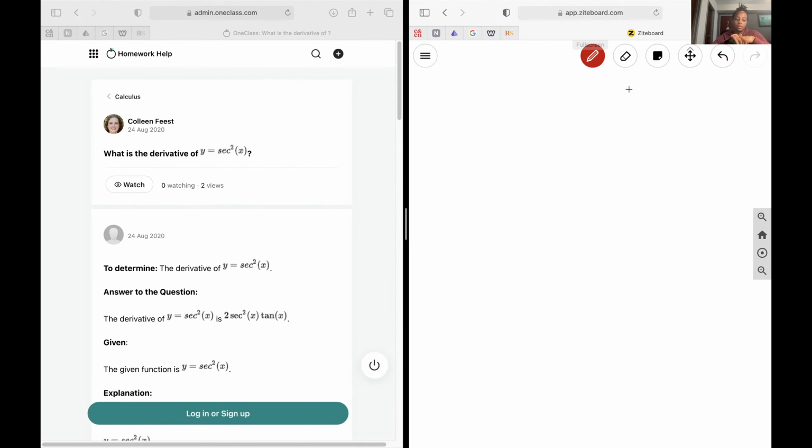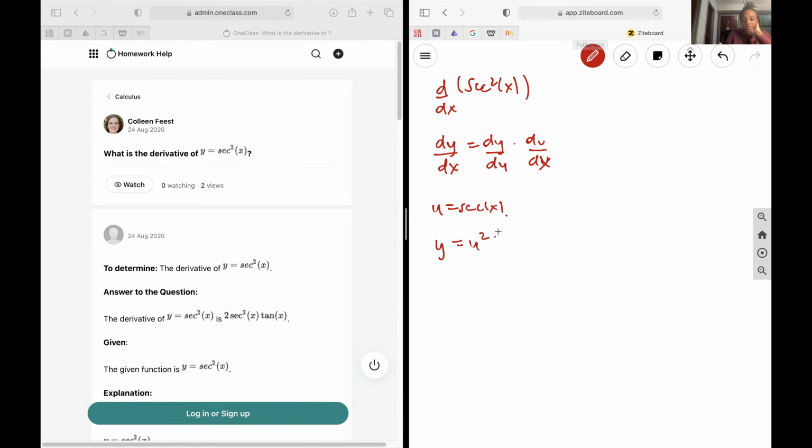Okay, next up I'm looking for the derivative of secant squared x. Again, I'm going to choose to use the chain rule. So dy over dx is equal to dy over du times du over dx. My u will be secant x, and my y is u squared. So dy over du is going to be 2u. That's easy to see.